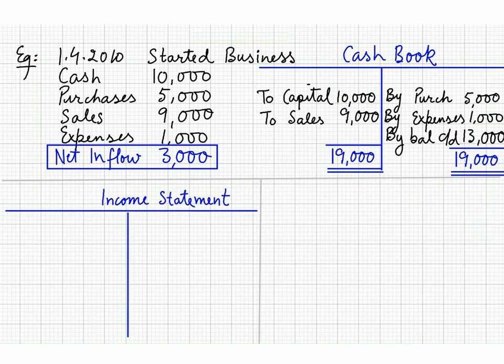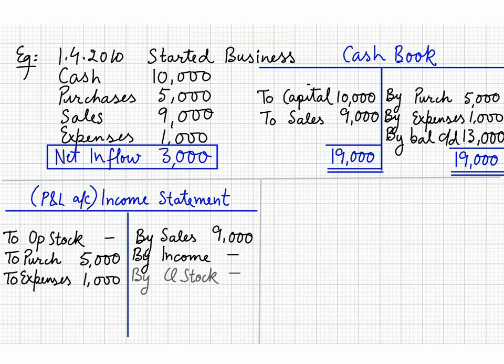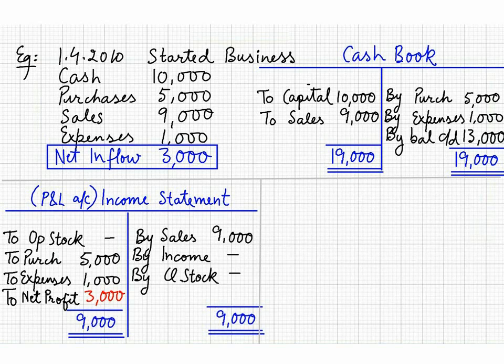Now the income statement, or you can call it the profit and loss account. This is the simple income statement. It is the combination of the trading account as well as the profit and loss account. It's quite easy for you because you have already learned the final accounts in your previous class. So on the debit side, opening stock nothing, purchases 5,000, expenses 1,000, and on the credit side sales 9,000, by incomes nothing, by closing stock nothing, and total 9,000, and on the debit side to net profit 3,000 rupees.